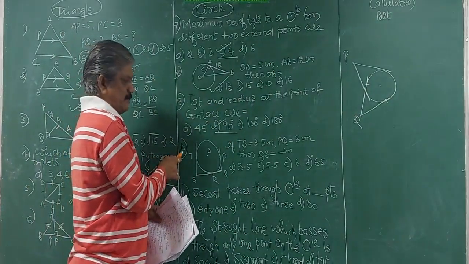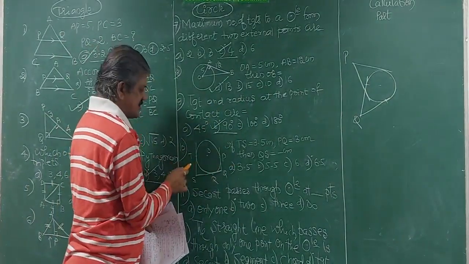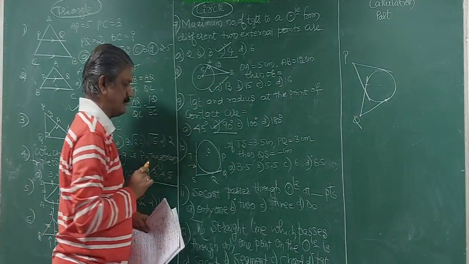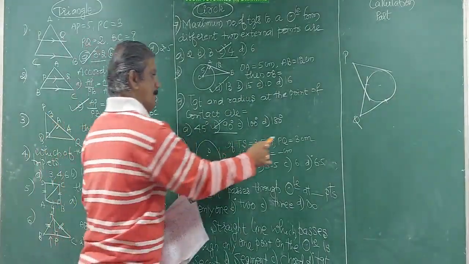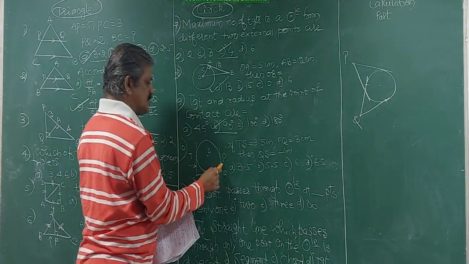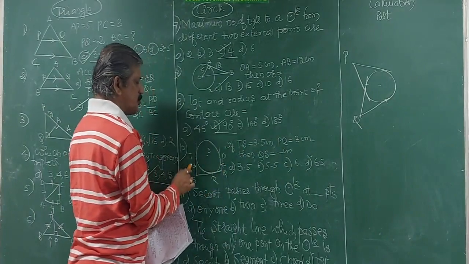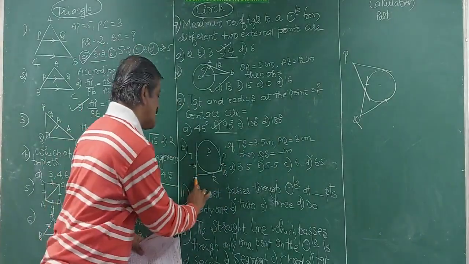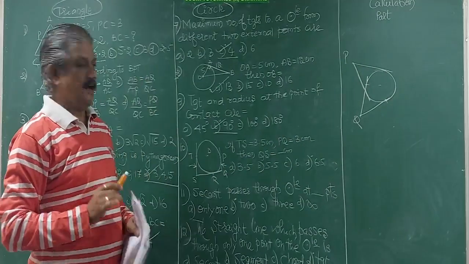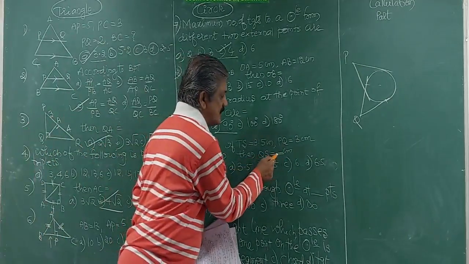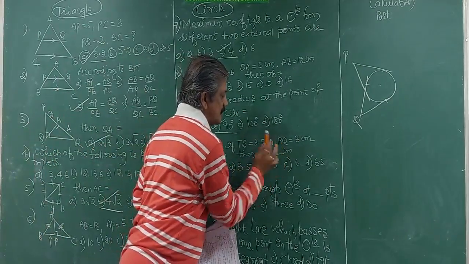Go to 10th one. See here, TS is 3.5. This is 3.5. PQ is 3. This is 3. These two are given. He has asked SQ. How much centimeter? Dash centimeter.